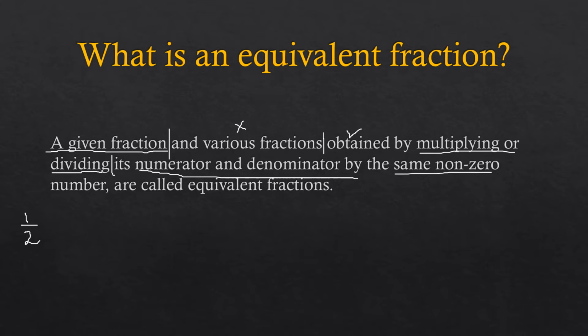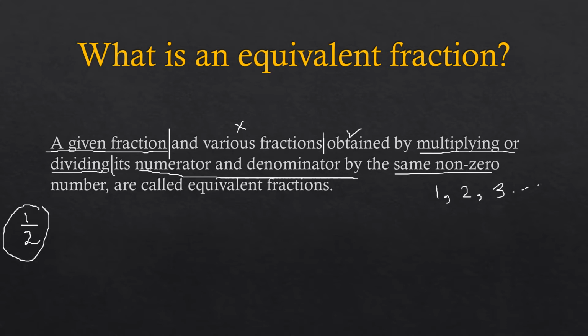Okay, these fractions are known as equivalent fractions. Now let's understand again. A given fraction is 1 by 2, and we have to obtain other fractions by multiplication. What will we multiply to the fraction? We will multiply non-zero numbers, let's say 1, 2, 3 and so on. Any number we can multiply.